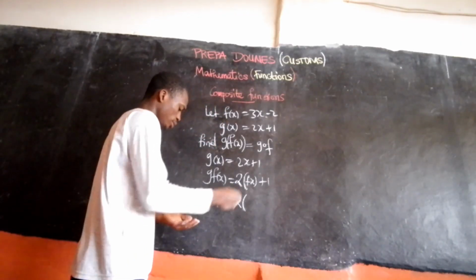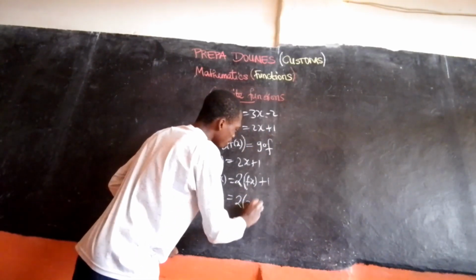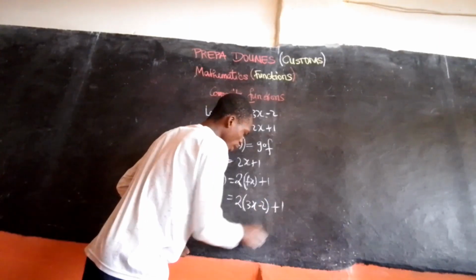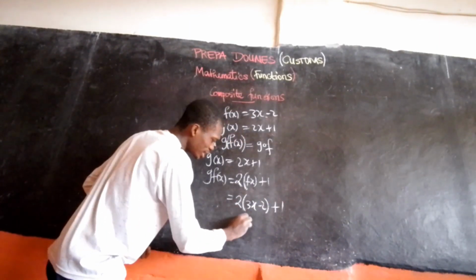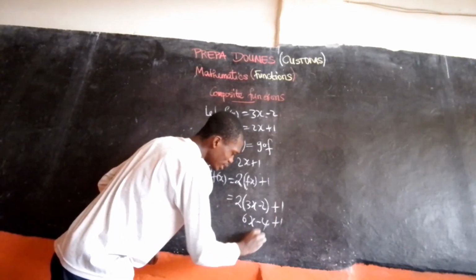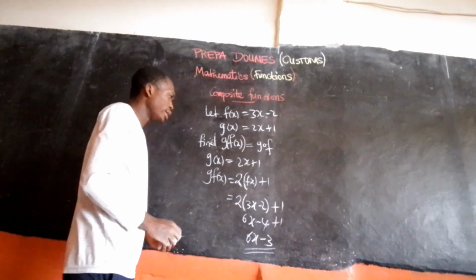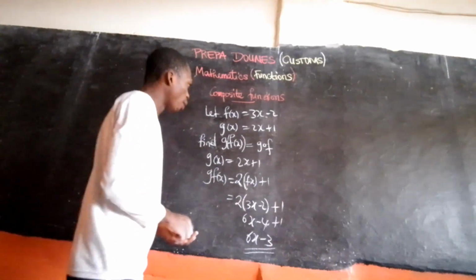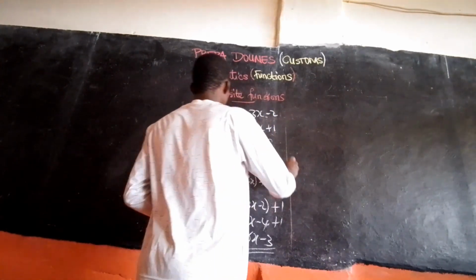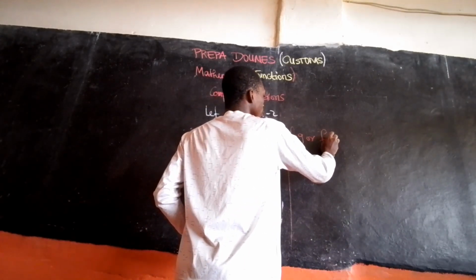So this will be 2 f of x, which is 3x minus 2, then plus 1. I evaluate this. 3 times 2 is 6x, minus 2 times 2 is 4, plus 1. 6x minus 4 plus 1 is minus 3. This is it. Now, I'll also find the function for fg of x.